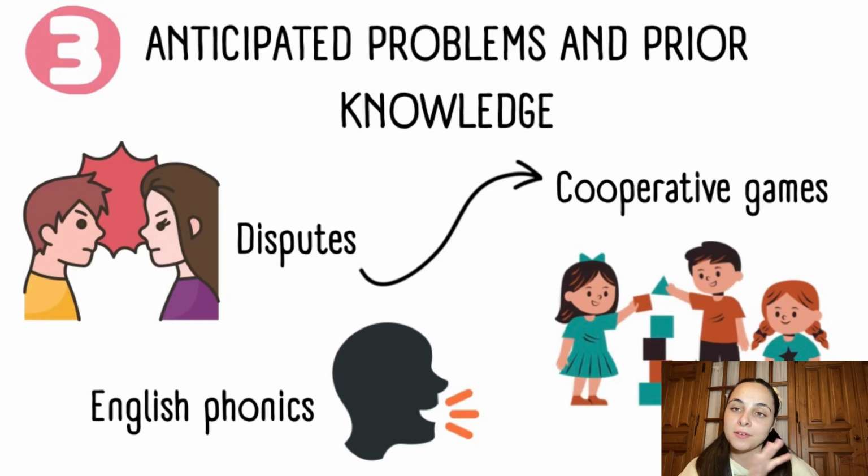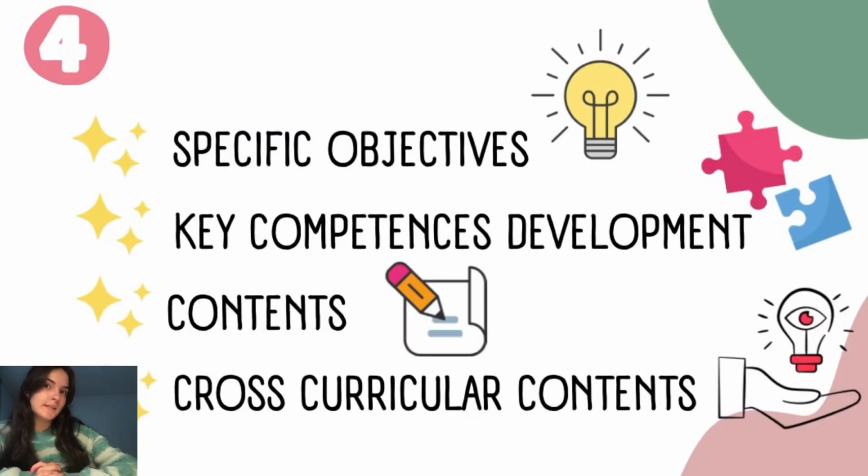Furthermore, in our imaginary primary class, the students have an appropriate level of English, but it's true that they pronounce incorrectly. And also, in our imaginary class, there are students who are excluded, and when they work in groups, disputes are created. So we wanted to play cooperative games in order for everyone to work all together.